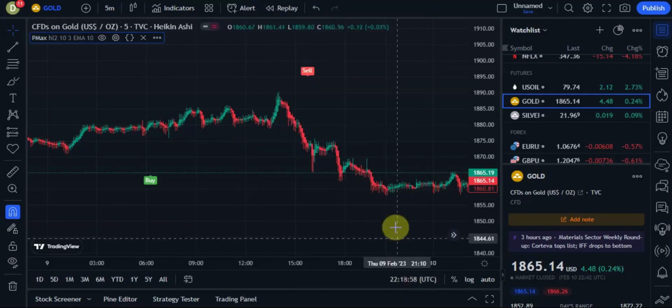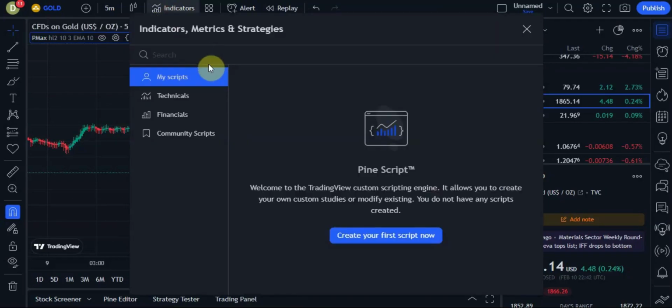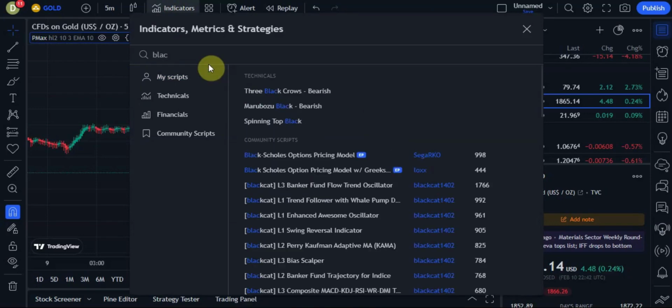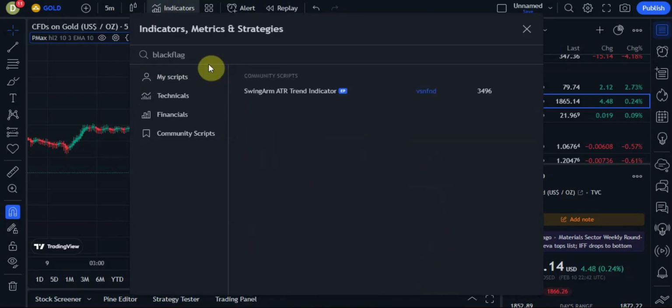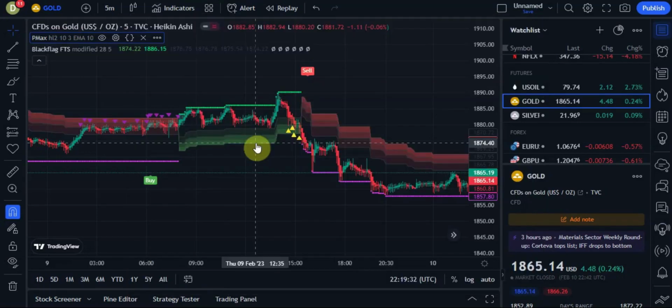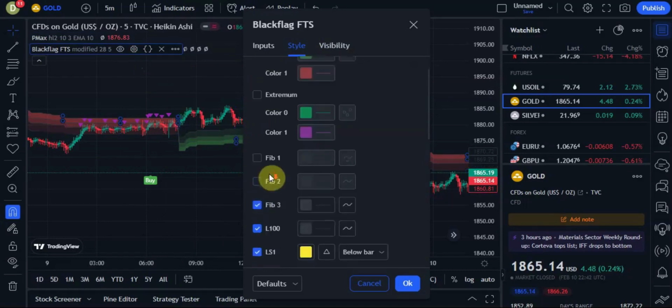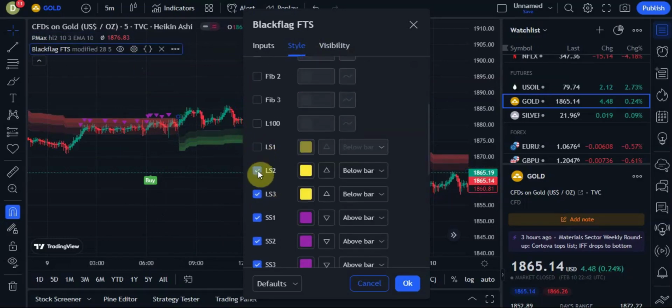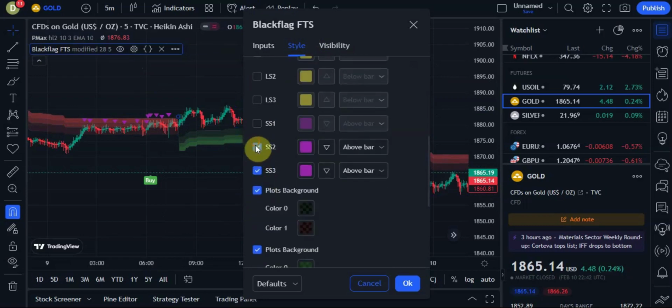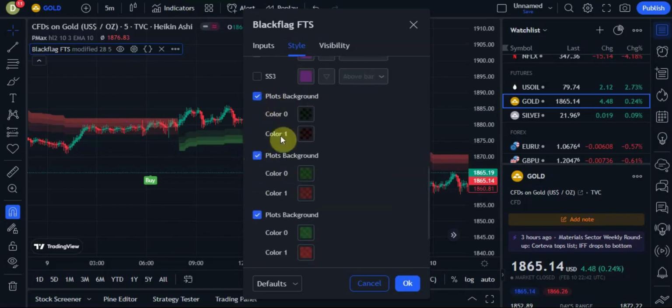Let's uncheck the other boxes here. Alright, let's hit OK. And for our second indicator, let's type in black flag, no spaces. And here we have our swing arm ATR trend indicator, and we see the editor's pick, right? And we know that it's a great indicator on TradingView. Let's make some adjustments here. Let's go to Settings, Style, and we're just going to uncheck all these boxes from the top going down. And we're only going to leave the plot background boxes checked, okay?